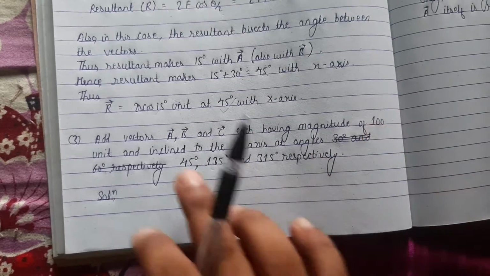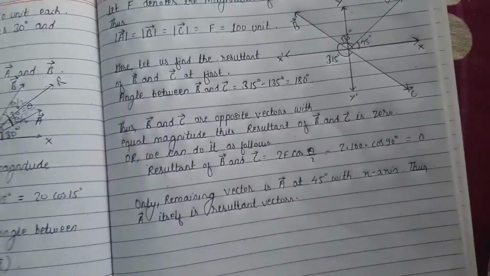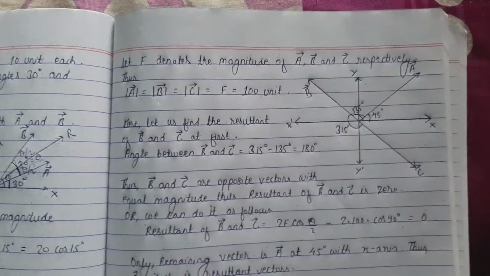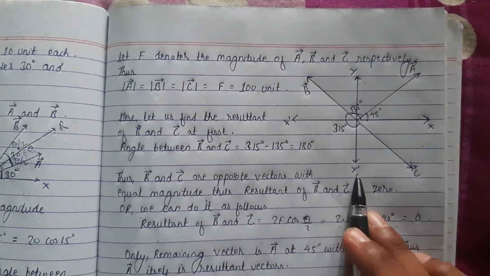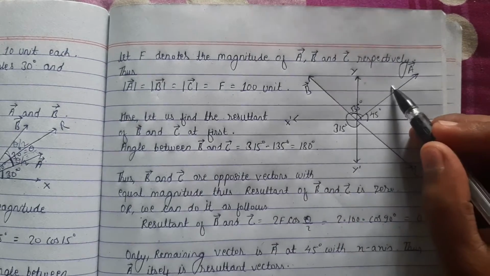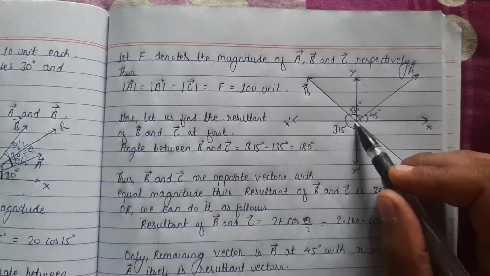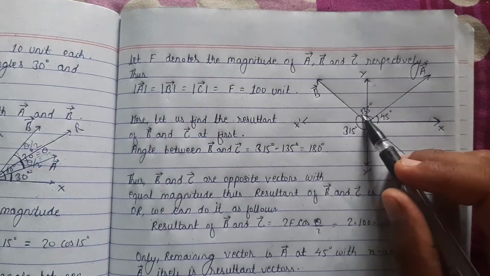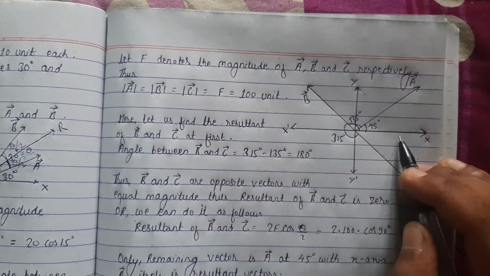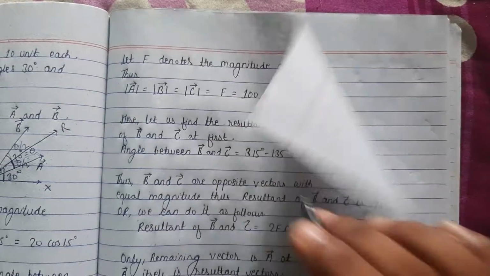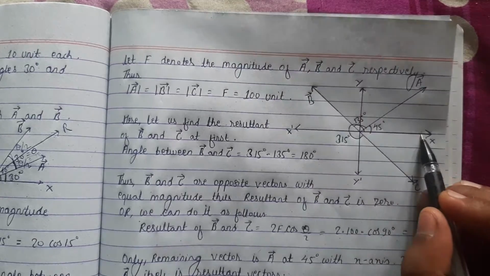Here each vector has an equal magnitude, that is 100 unit. Let us draw it in the figure. Here is the x-axis, and this is the y-axis. A vector has a magnitude of 100 unit at an angle of 45 degree with the x-axis. B vector makes an angle of 135 degree with the x-axis. Again, C vector makes 315 degree with the x-axis.